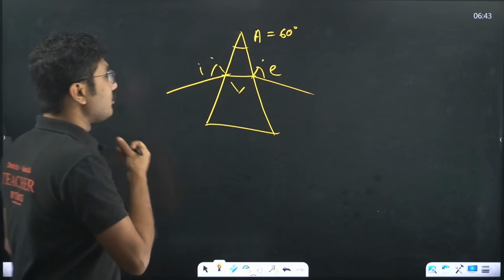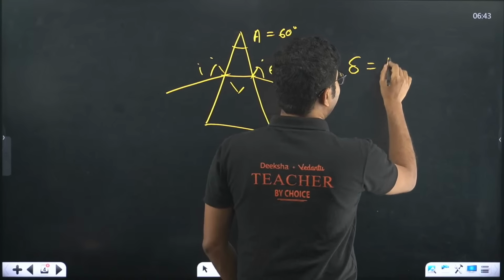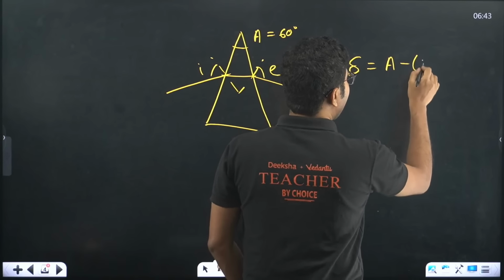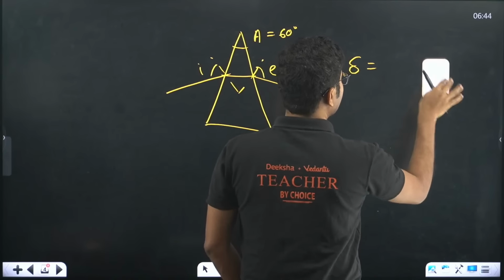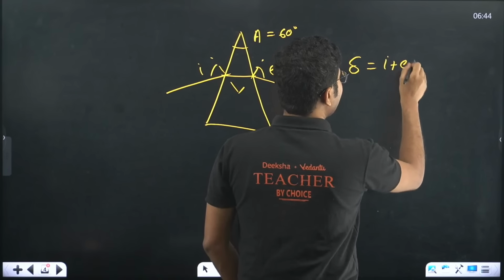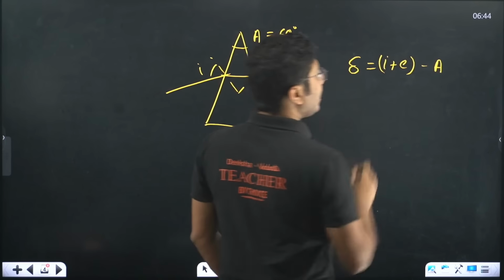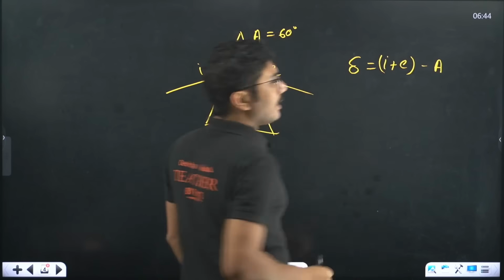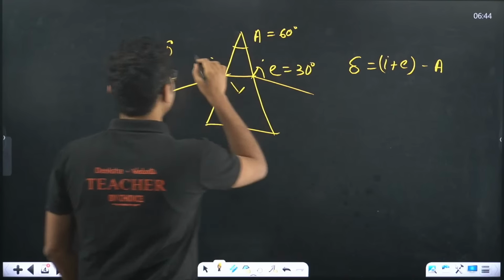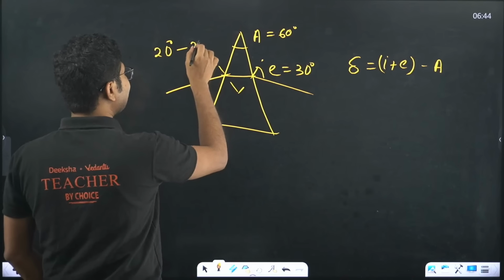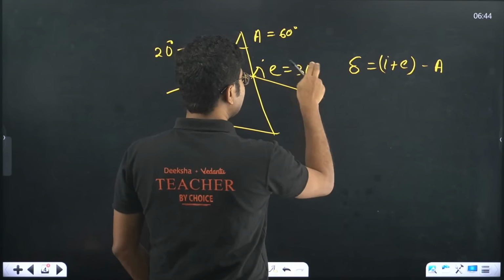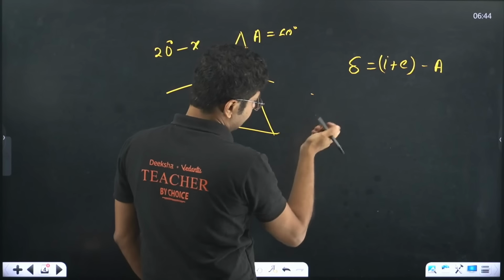minimum deviation is equal to i plus e minus A. So sometimes the question may be easy, and they will ask you what is the angle of deviation. They will say that the angle of incidence is 20 degrees, the angle of emergence is 30 degrees. Sometimes they will ask 20 degrees minus X, then what is the value of the emergence angle, or minimum deviation.